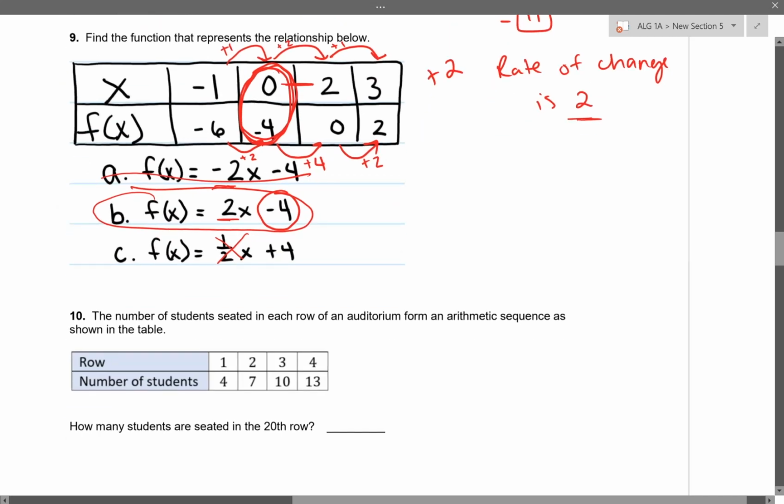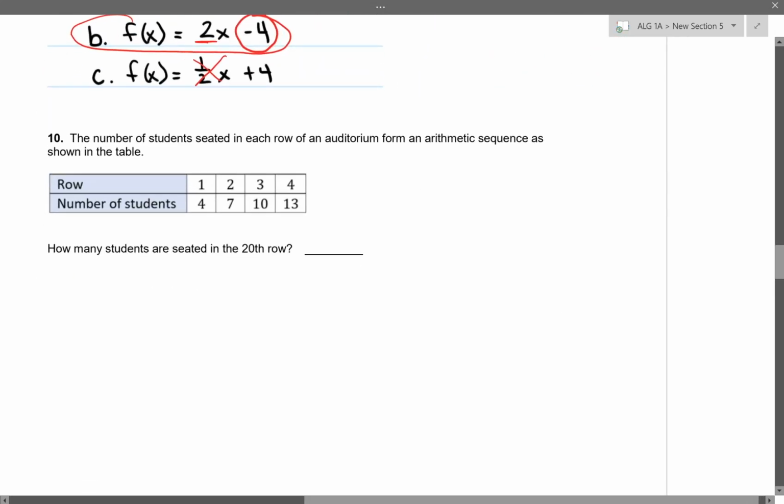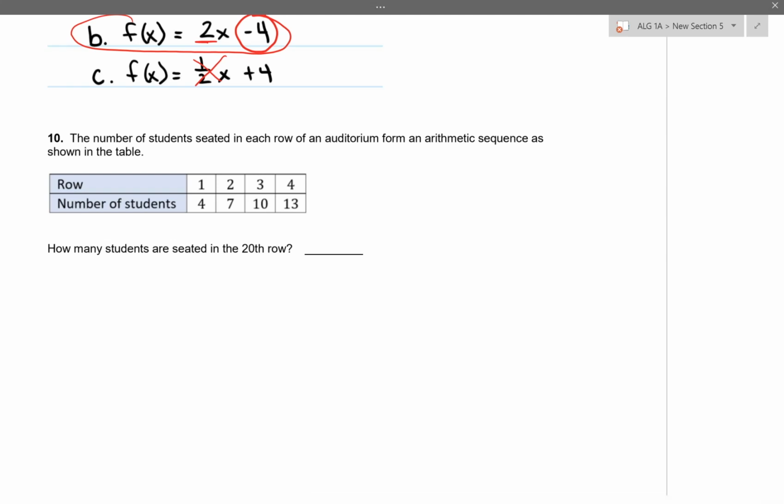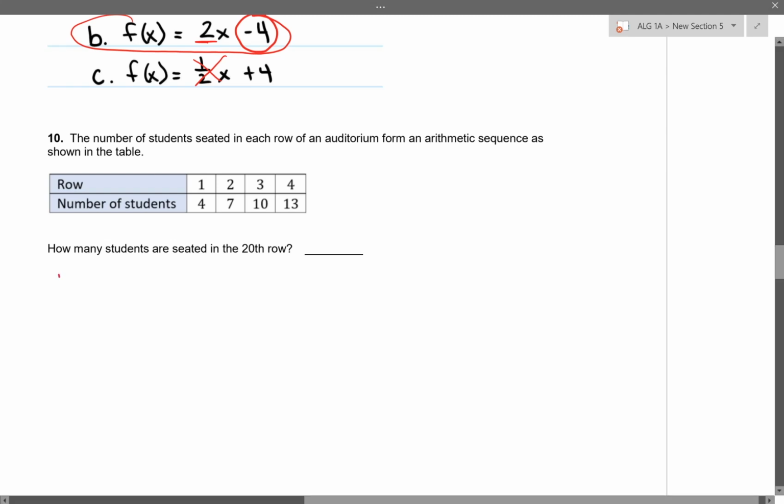Alright, let's move to number 10. The number of students seated in each row of an auditorium form an arithmetic sequence as shown in the table. How many students are seated in the 20th row? So arithmetic sequence is what we just talked about last unit before you got your study guides. So the first thing for arithmetic is find the difference.